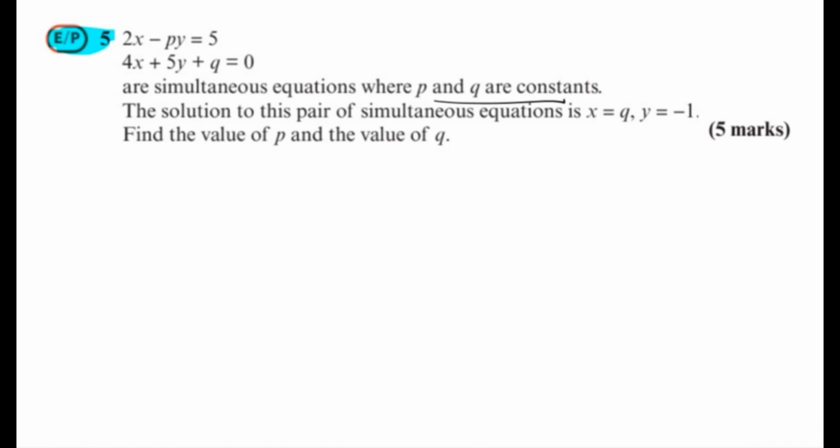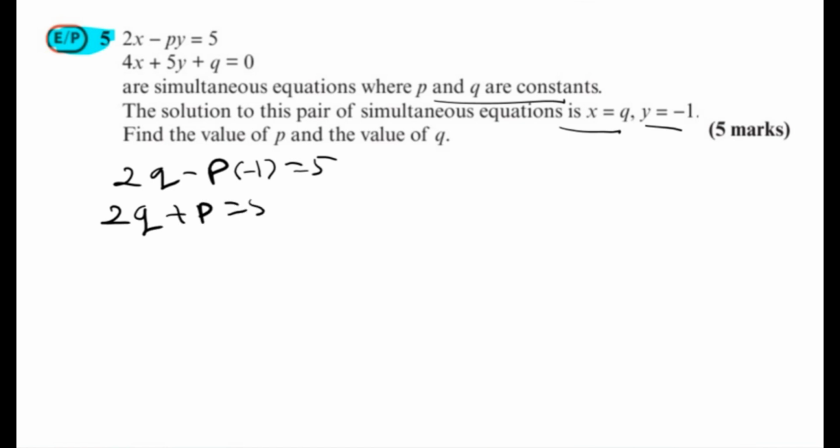Okay, so what I will do is, as per the instruction they give, I will substitute x is equal to q and y is equal to minus 1 in both equations. So 2q minus p times minus 1 is equal to 5. So this is the first equation. In that I substitute q as x and minus 1 as y. So, simplify. So 2q plus p is equal to 5. So this is my first equation. Now I will do the second equation.